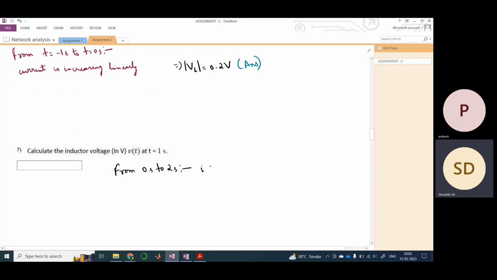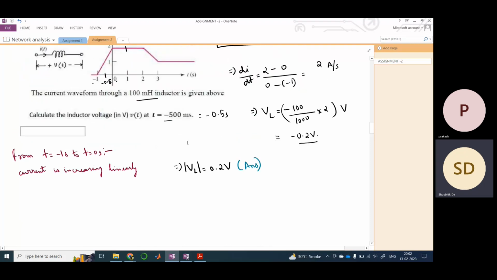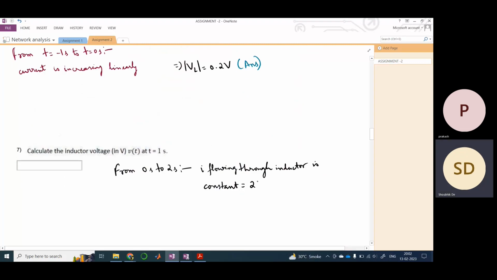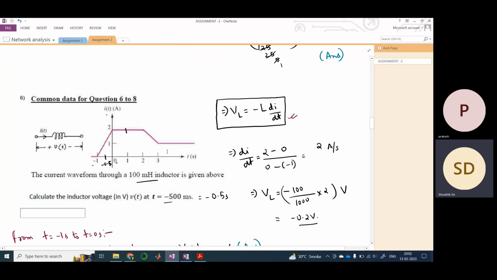The current I flowing through the inductor is constant. It is not changing with time, right? It is equal to 2 amperes. It is constant. Here it was increasing with time. Here it is decreasing with time. Here again it is constant.